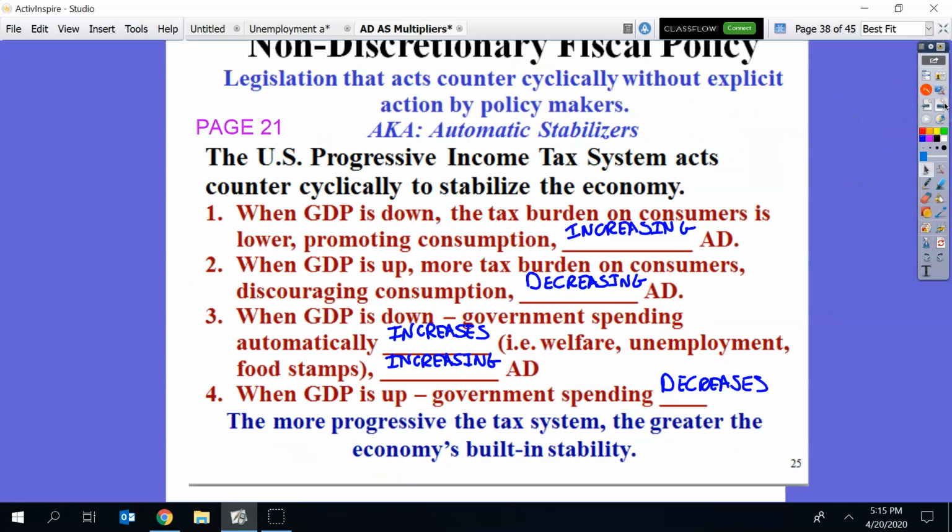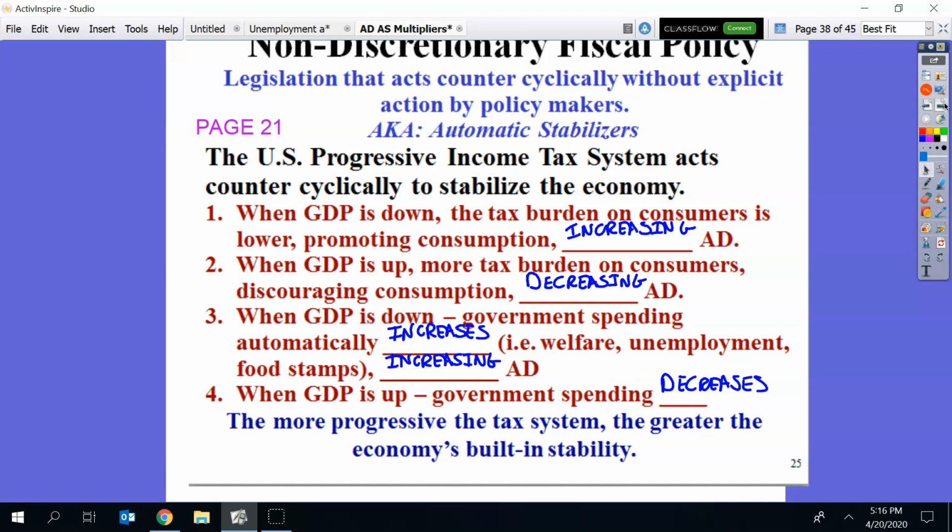A little bit of a review, guys. The automatic and non-discretionary policy. Automatic stabilizers, okay, are mechanisms that are already in place to help stabilize an economy when it's headed into recession or headed for an inflationary gap. So you can fill in these blanks here. This is page 21, I think, of your note packet. But, you know, just common sense.